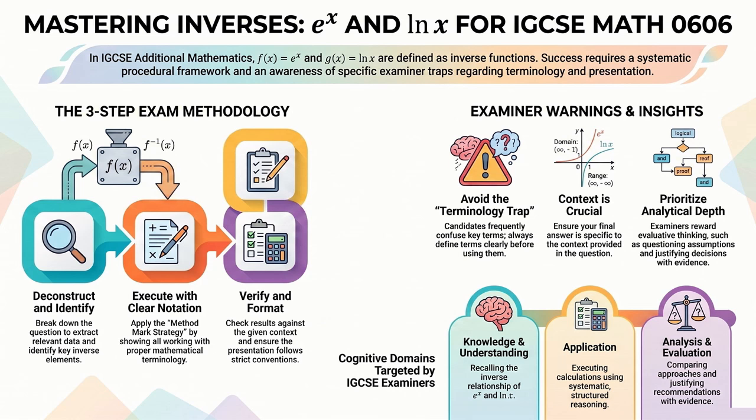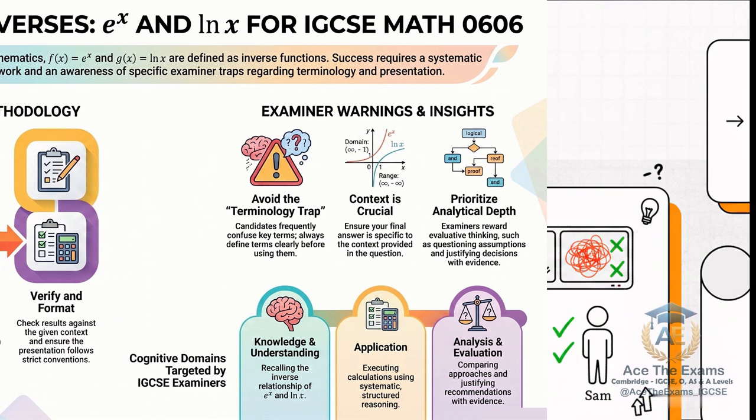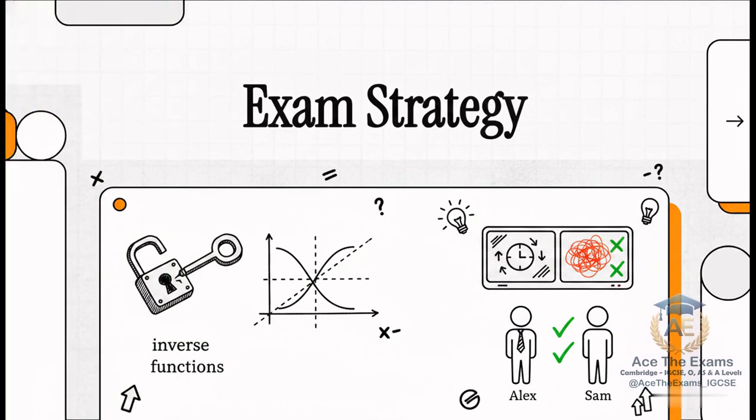Welcome to this explainer. Today, we are cracking the code on a notoriously tricky Cambridge mathematics topic, inverse functions. Specifically, we're diving deep into syllabus code 0606 and the precise relationship between exponential and logarithmic functions.